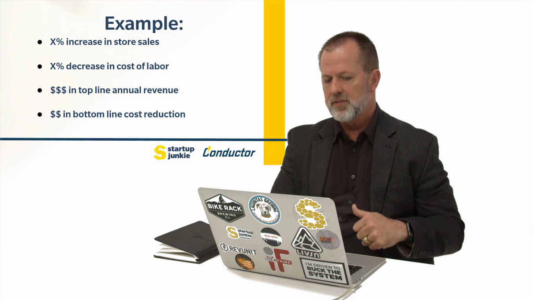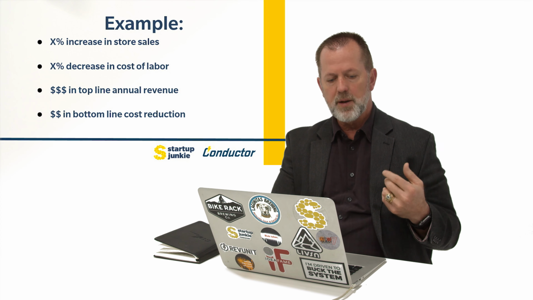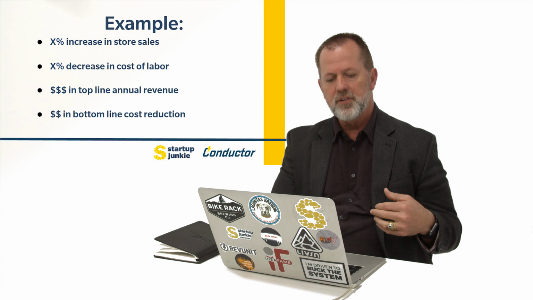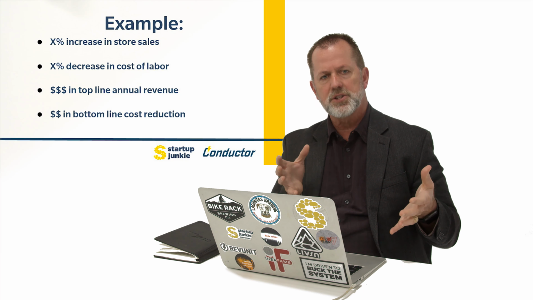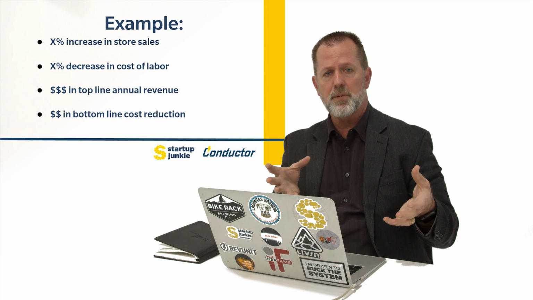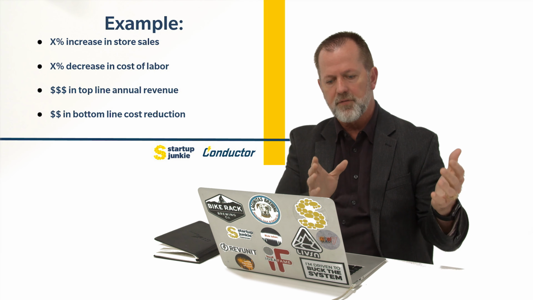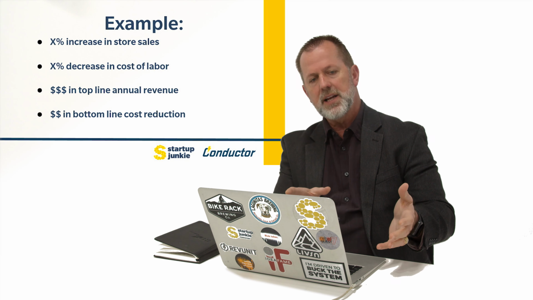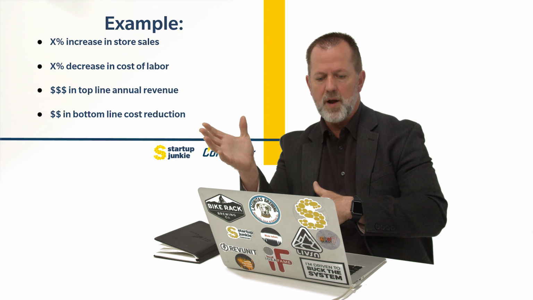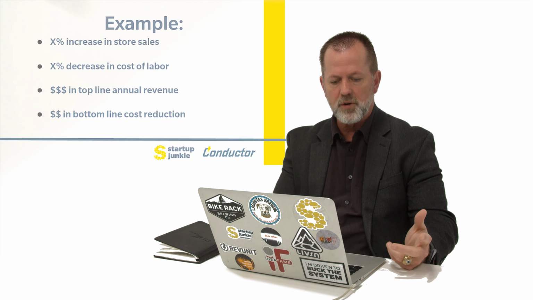So an example is a percentage increase in store sales, a decrease in the cost of labor, increase in top-line revenue, decrease in bottom-line cost reduction. If you do the job of a chief financial officer when you're selling into large enterprise, your chance of getting the sale is a whole lot better. You have essentially come with a financial model that says, this is how much it's going to cost, this is how much you're going to get in terms of cost reduction or revenue increase, this is what the payback period will be for buying what we're doing.